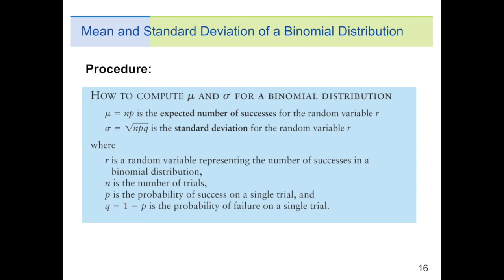And q equals 1 minus p, the probability of failure on a single trial. Remember, 1 minus p is the complement rule. So it's actually pretty easy for binomial distributions to find mu and sigma. Mu is just n times p, and sigma is the square root of n times p times q.